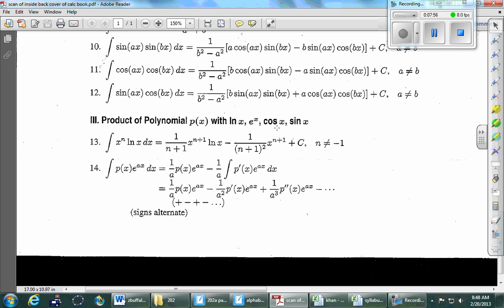All right, so hopefully we've got something like 1 over how much? 1 over 6, x to the 6th ln of x minus 1 over 36, x to the 6th plus c. There's your answer.